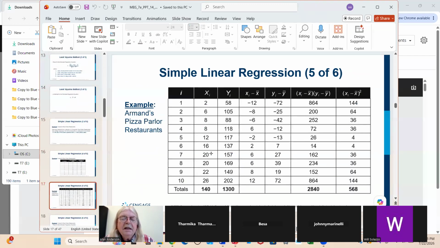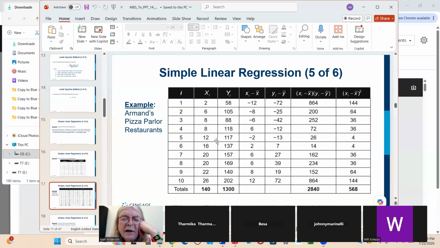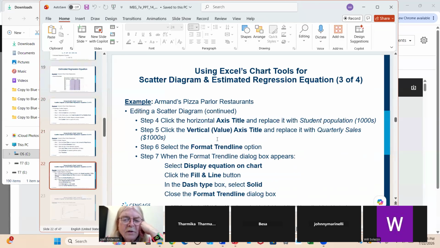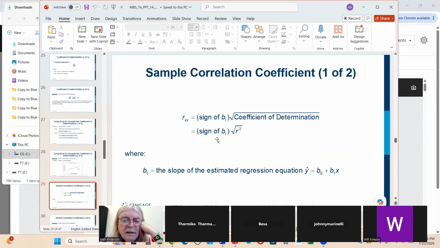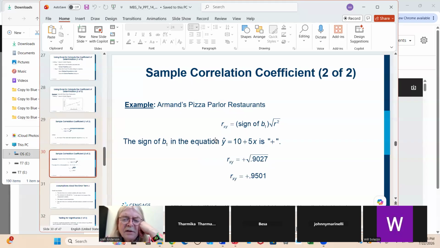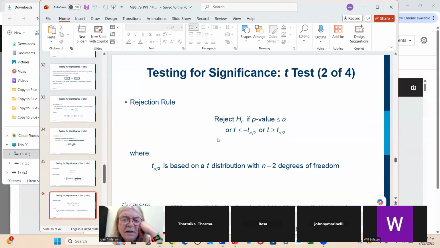It's a very big topic. But we also have this spreadsheet, Armand's Pizza, that'll help us learn how this regression analysis is implemented. And of course, we'll be able to use some Excel. It's one of those topics that looks really scary when you first see it, but it really isn't once you get used to it.